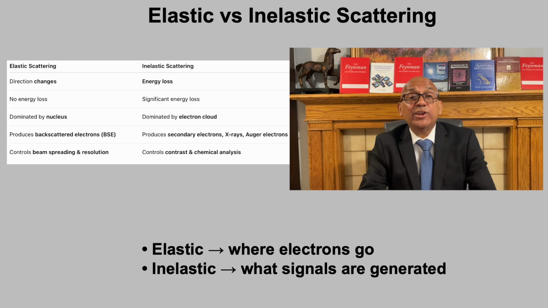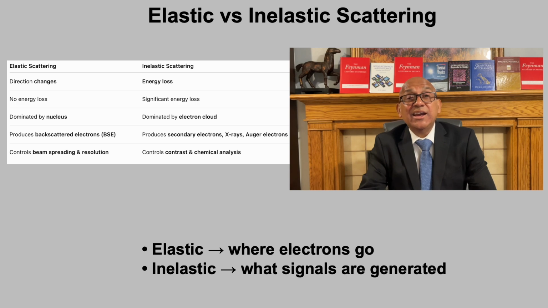It is useful at this point to clearly separate elastic and inelastic scattering side by side. In elastic scattering, the electron primarily changes direction without losing energy. This interaction is dominated by the atomic nucleus and is responsible for beam spreading and the generation of backscattered electrons. As a result, elastic scattering plays a key role in limiting spatial resolution.